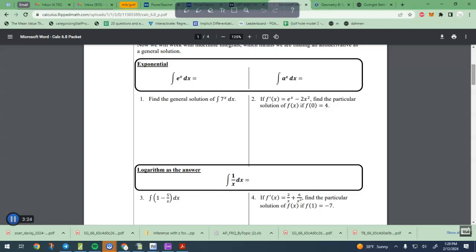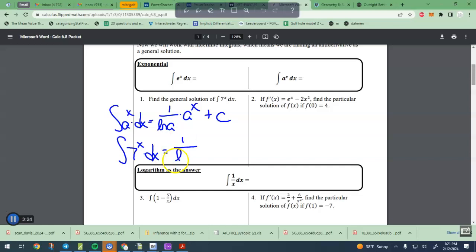So find the general solution of the integral of 7 to the x. Well, the integral of a to the x is 1 over the natural log of a times a to the x, and then you would put your plus c. So the integral of 7 to the x is 1 over the natural log of 7 times 7 to the x plus c. That's just applying one of the derivative definitions that you got to know. How many made flashcards or a Quizlet or some similar thing? Okay.